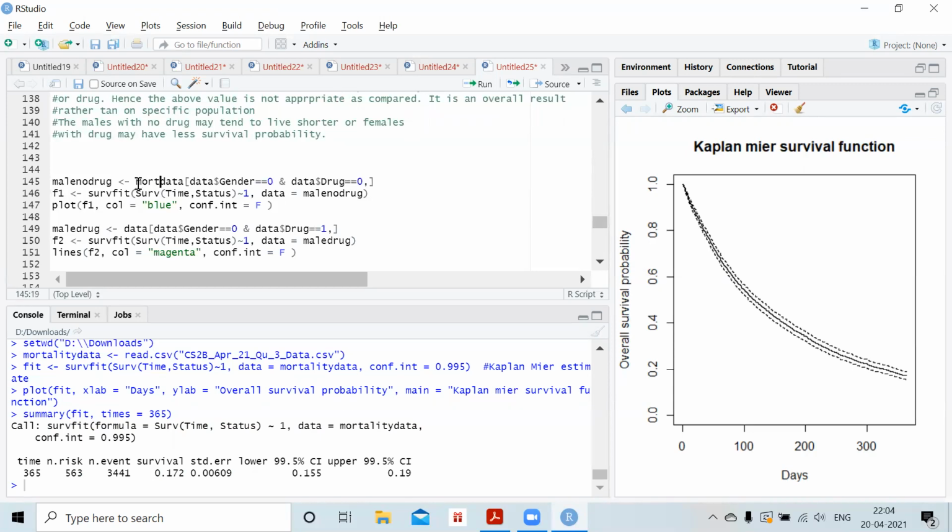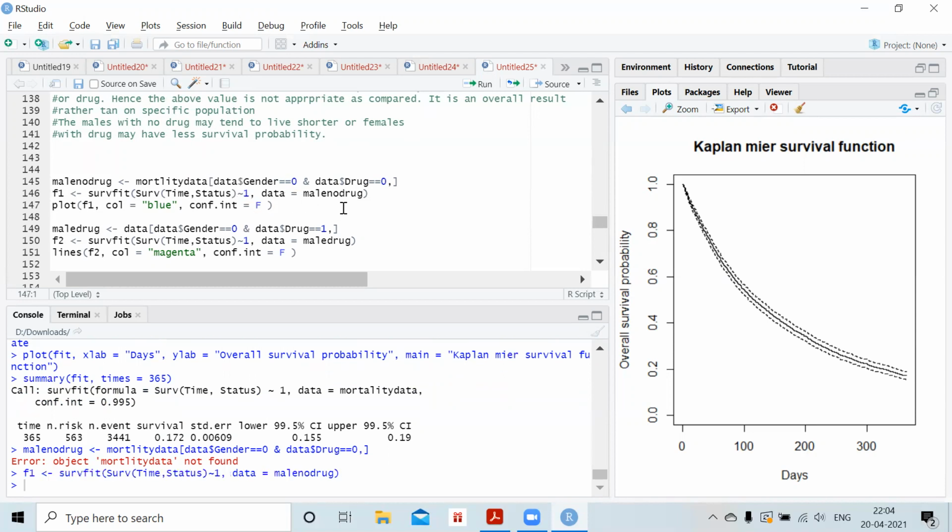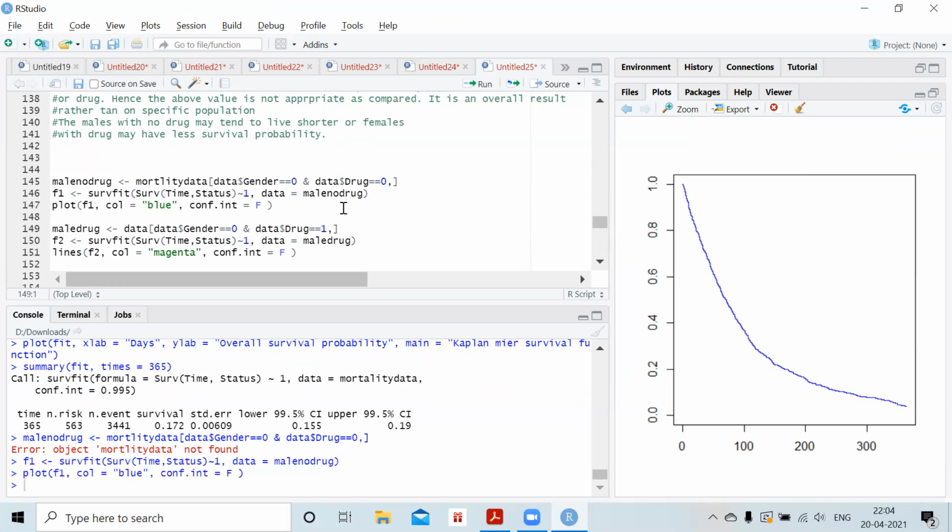So please first filter it out from the mortality data. Okay. And now our fit will become F1, where survfit of time comma status remains the same and data will be male no drug. Okay, and now we'll plot F1 where color equals blue and conf.int equals FALSE, because they've said in the question there should be no confidence interval.